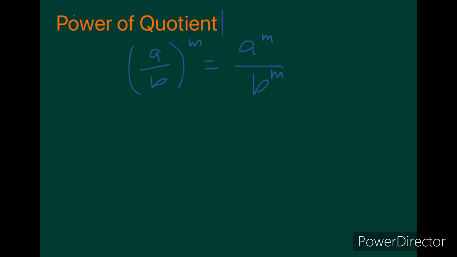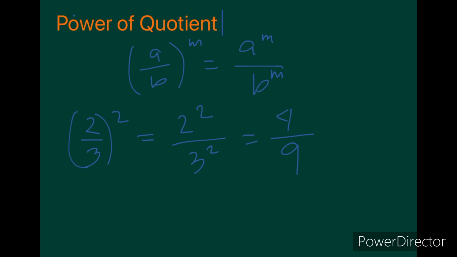For example, if you have 2/3 squared, when you apply the power of a quotient, it becomes 2 squared over 3 squared. So 2 squared is 4 and 3 squared is 9. So that's the correct answer. You have 4 over 9.